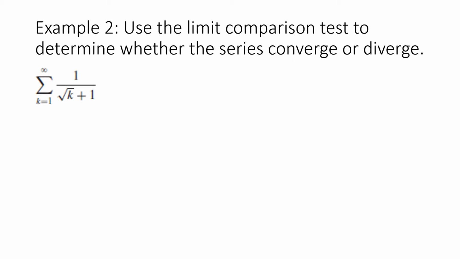Okay, so use the limit comparison test to determine whether the series converges or diverges. We have the summation of 1 over square root of k plus 1 from 1 to infinity. In this example, principle 1 suggests that the series is likely to behave like a divergent p-series. To prove that the given series diverges, we'll apply the limit comparison test.